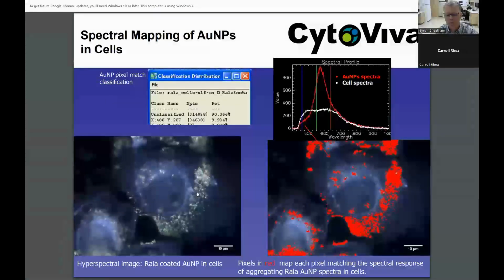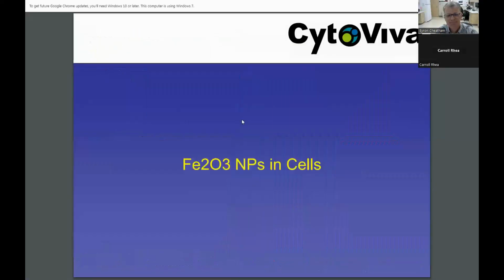However, we still want to quantify that. We want to quantify that with the optical spectrum and the optical mapping and the class distribution, which gives us information about the relative amount of nanoparticles that are there in the two-dimensional image.